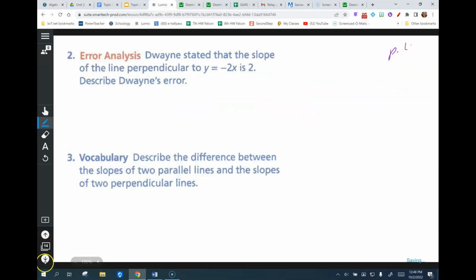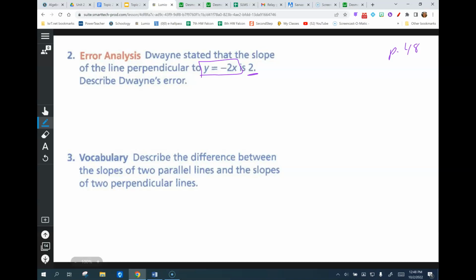We are now on page 48 in your book, just going through some questions there. I picked my favorites. Dwayne stated that the slope of the line perpendicular to y equals negative 2x is 2. Here's my equation. What is Dwayne's error? Explain that. You've got it. You know what it is.